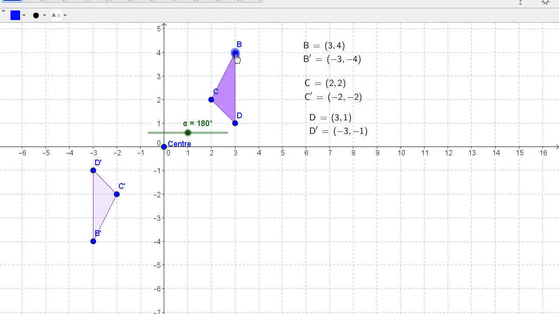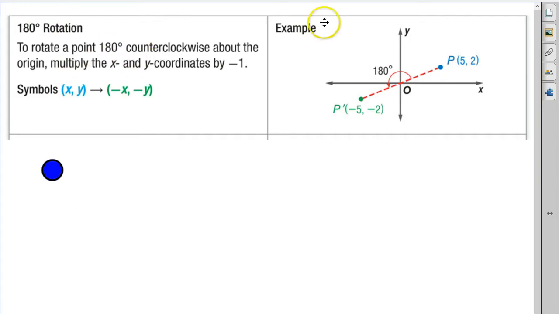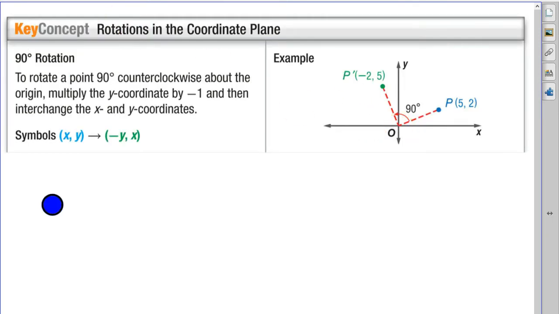Oh, and one thing I just realized I didn't really specify the whole time. All of these rotations are about the origin, about 0, 0. That's where we're going to be rotating from. The center is at 0, 0.